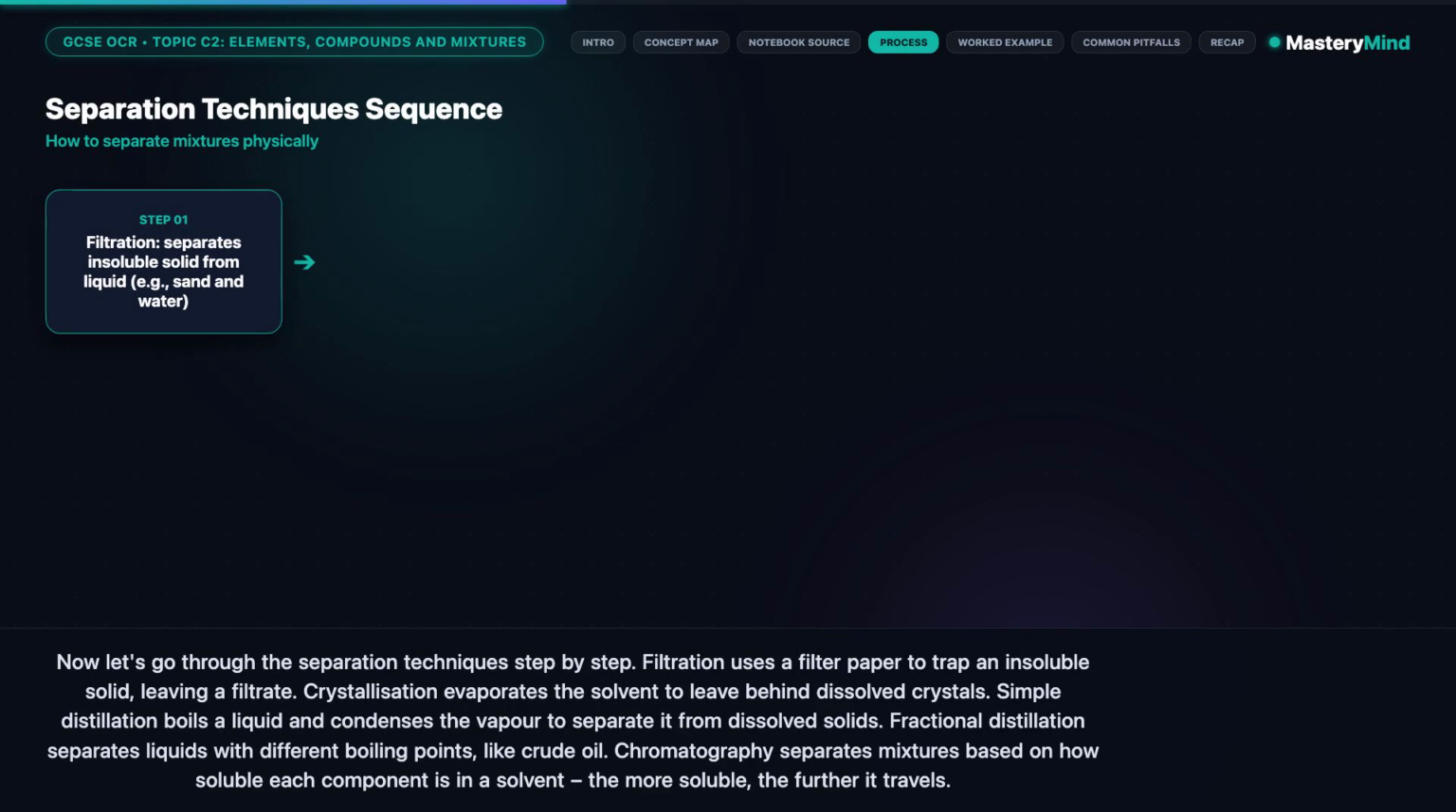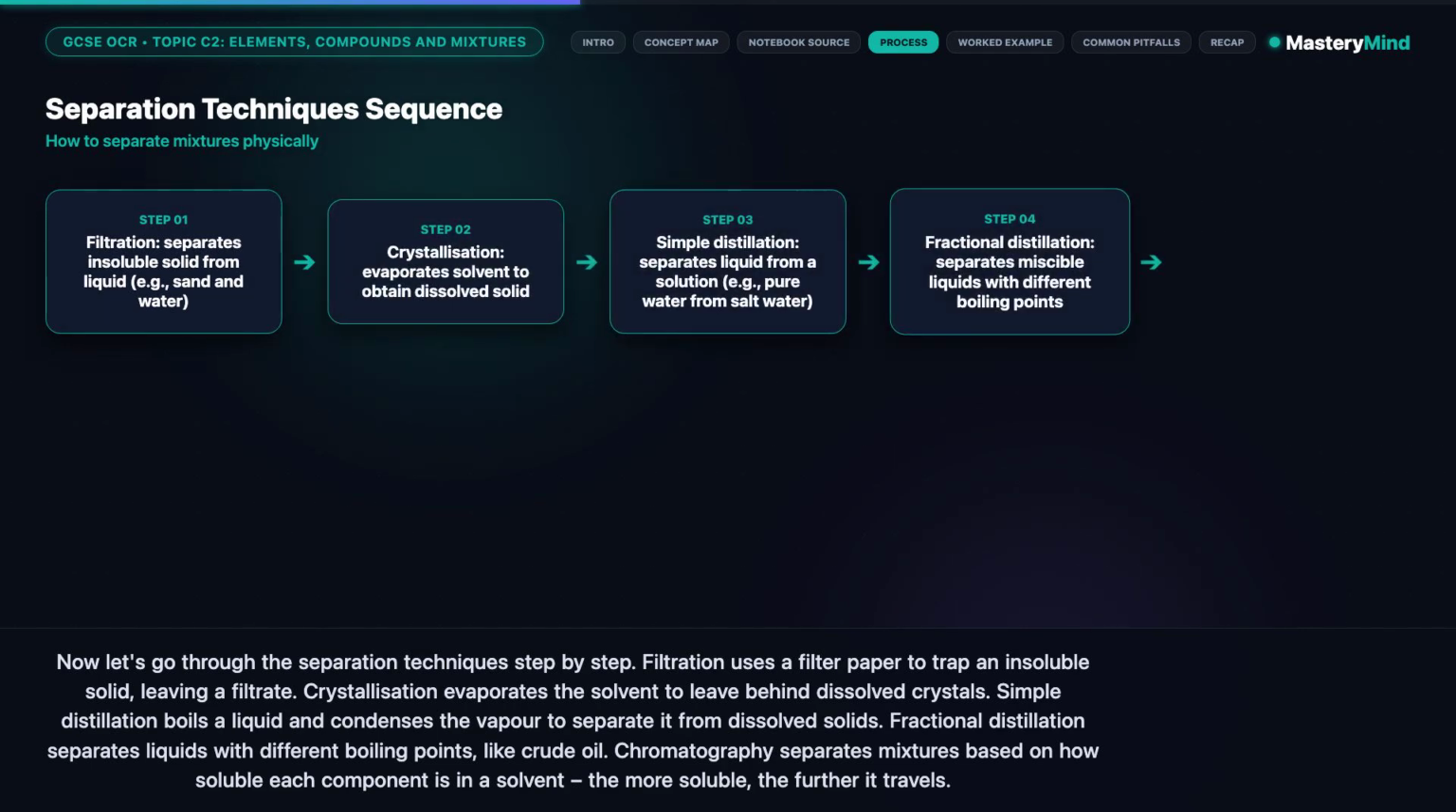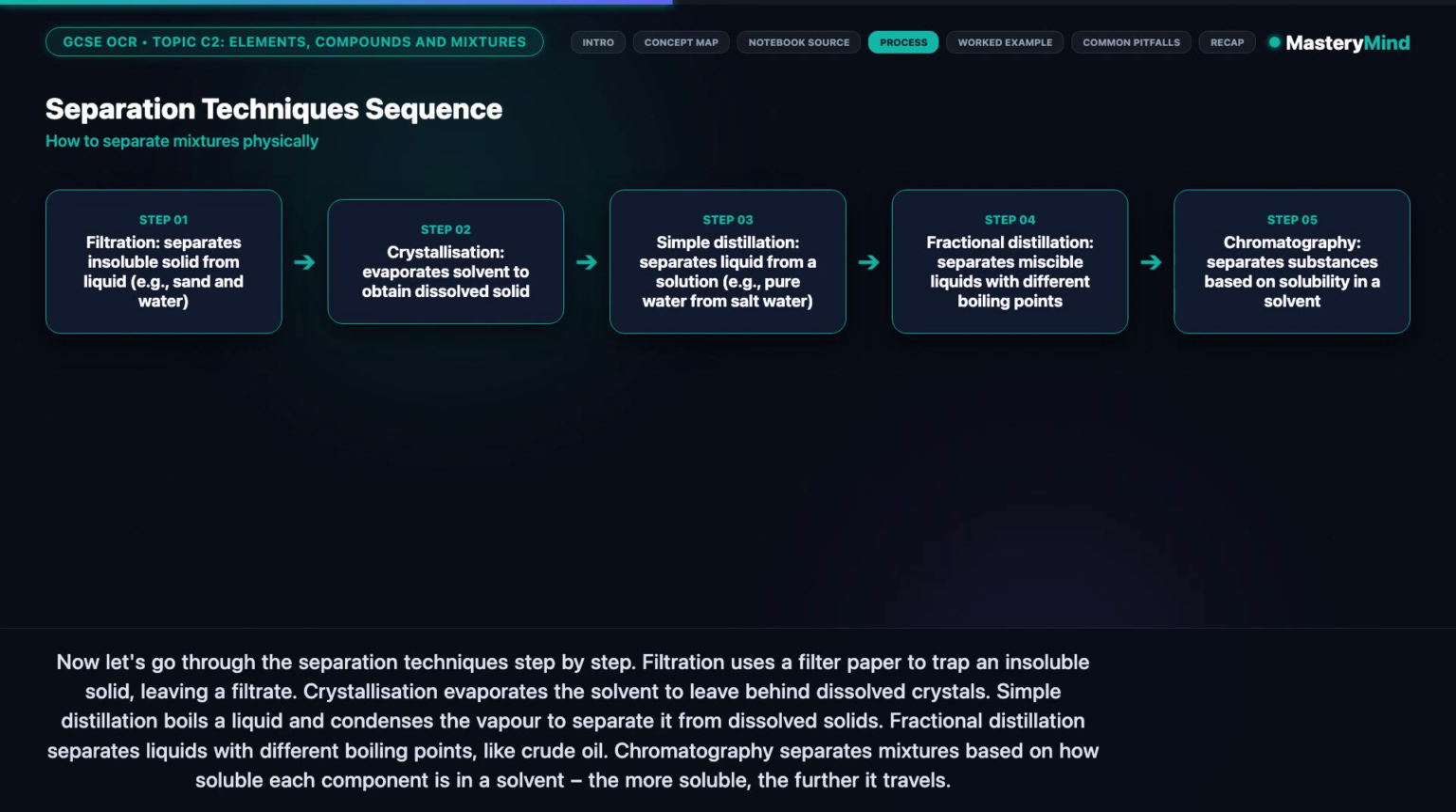Now let's go through the separation techniques step by step. Filtration uses a filter paper to trap an insoluble solid, leaving a filtrate. Crystallization evaporates the solvent to leave behind dissolved crystals. Simple distillation boils a liquid and condenses the vapor to separate it from dissolved solids. Fractional distillation separates liquids with different boiling points, like crude oil. Chromatography separates mixtures based on how soluble each component is in a solvent. The more soluble, the further it travels.